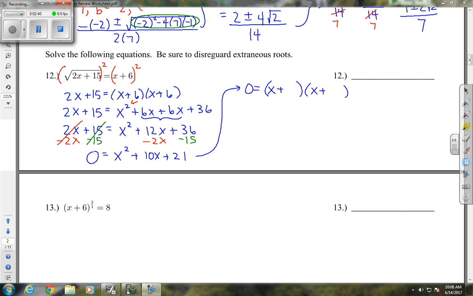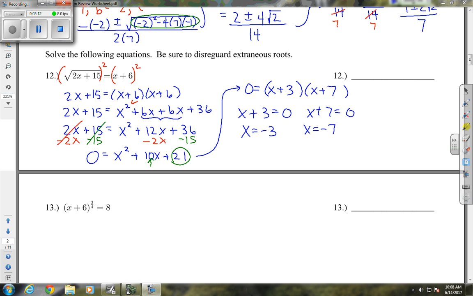So in this case, I'm looking for two factors of 21 that have a sum of 10. That would be 3 and 7. Now, if that factoring seems like magic to you, go back to the review chapter in your textbook, read over those methods, and practice a little. Once we have our two factors set equal to 0, we're going to be able to solve our equation. The first one clearly gives us a -3, and the second one a -7.